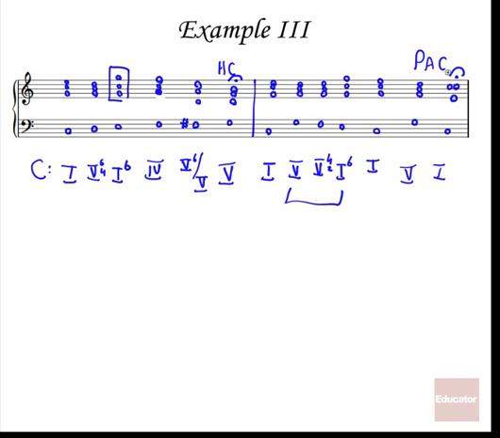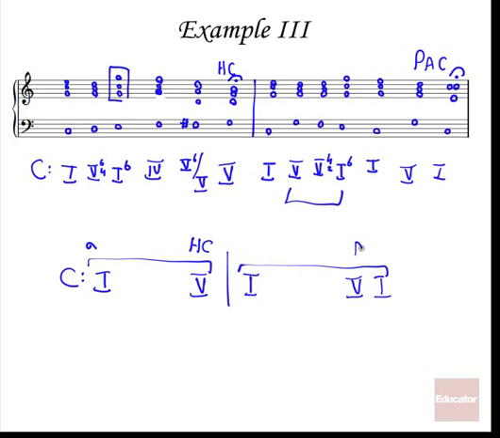And let's diagram this period. So it's in C major. It starts on 1, and the first phrase ends with a half cadence. And then the second phrase starts on 1 and ends with a perfect authentic cadence. So here's our period.